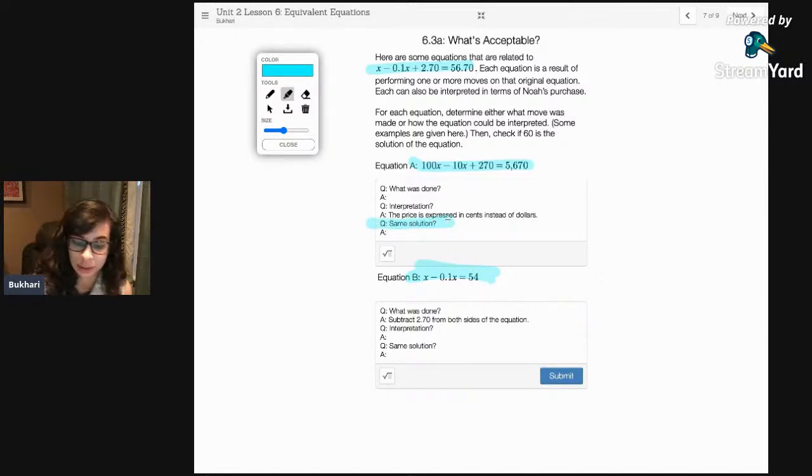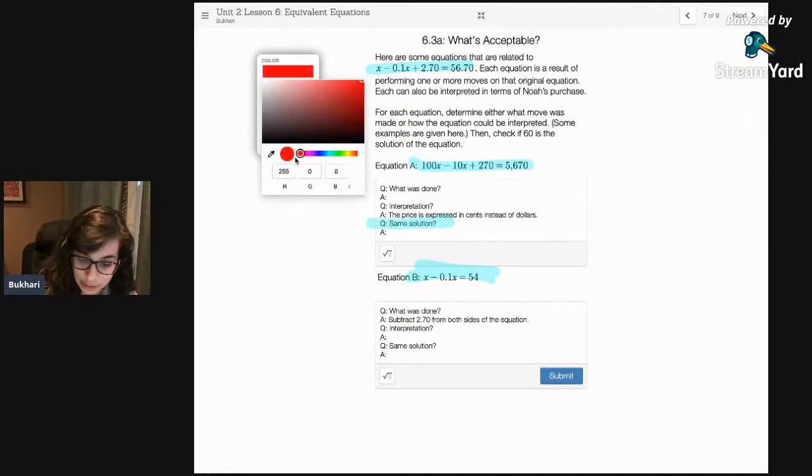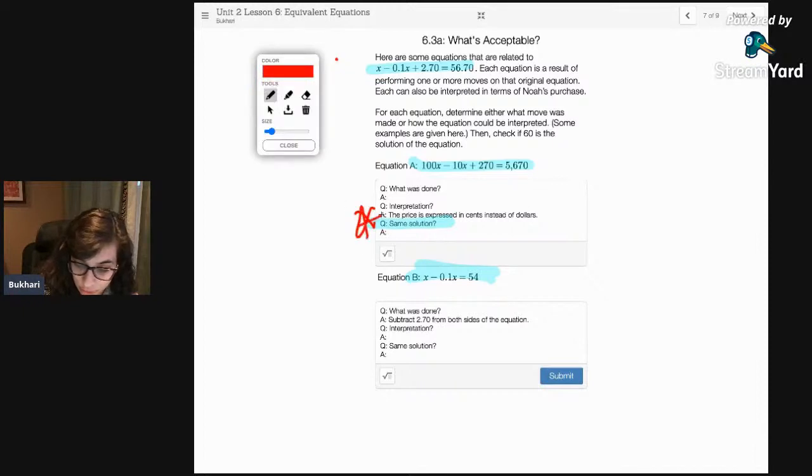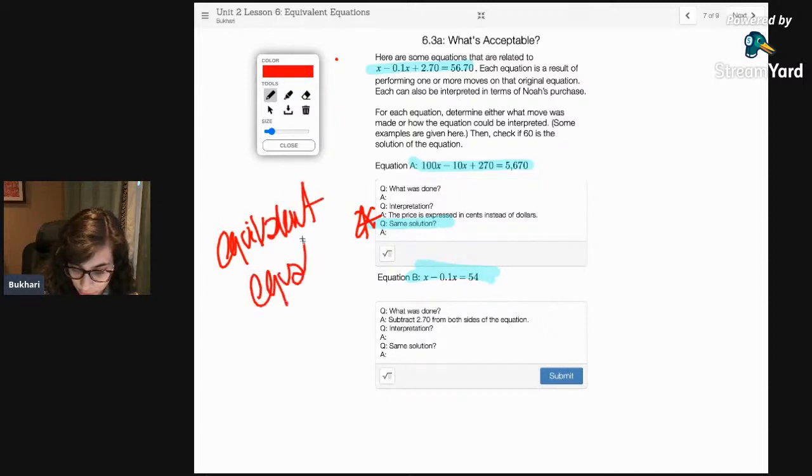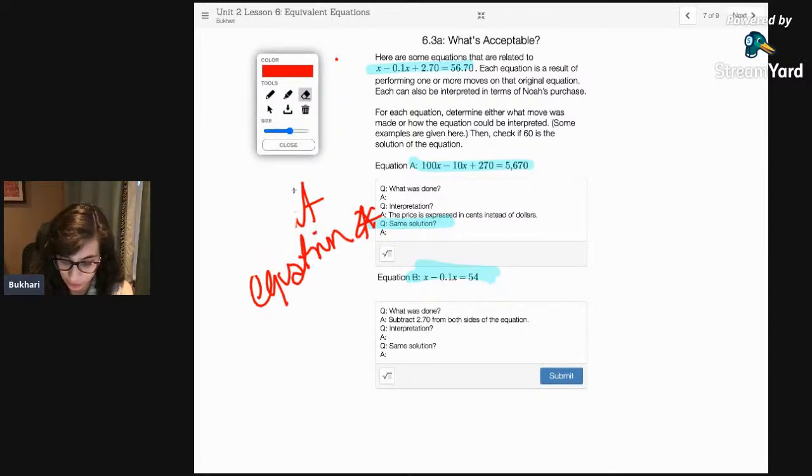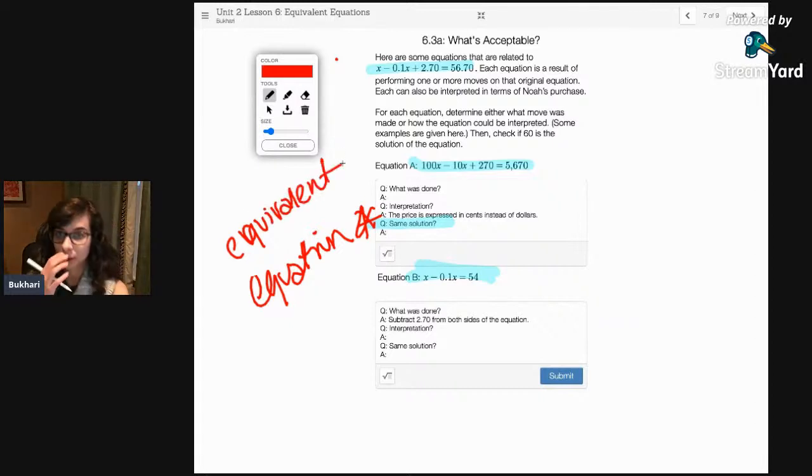And so this is your key point, right? If it has the same solution, then you know that it is an equivalent equation. Handwriting just died over there. And so if it has the same solution, then you know that it must represent the same equation, just written in a different way.